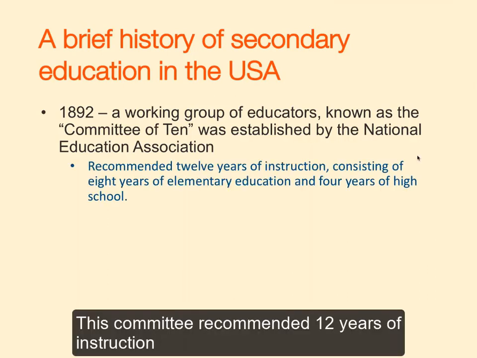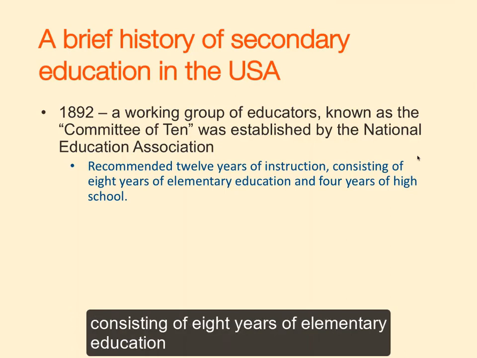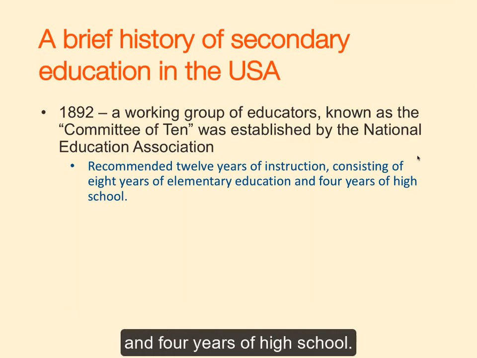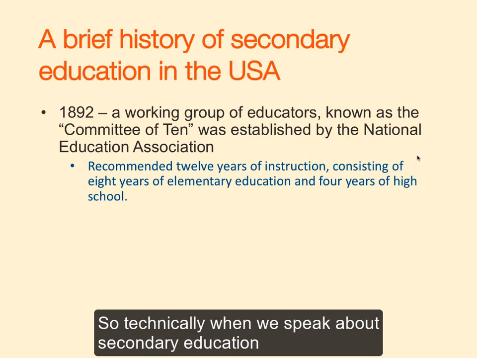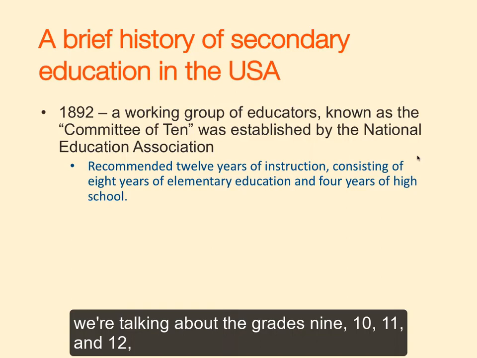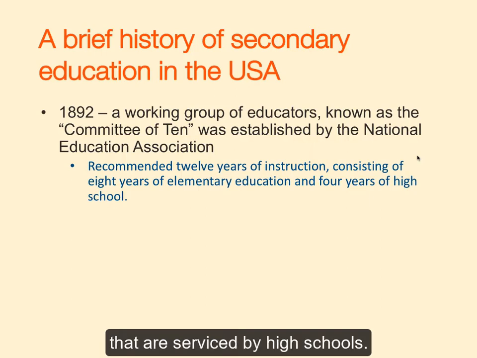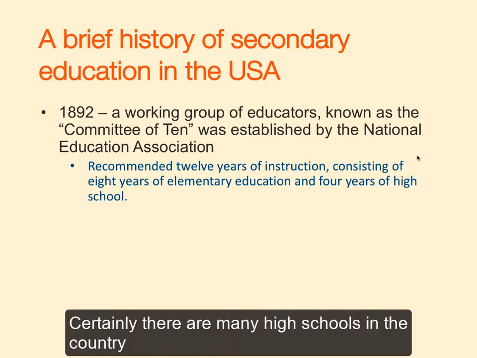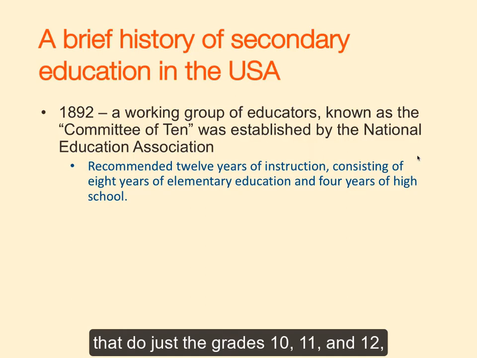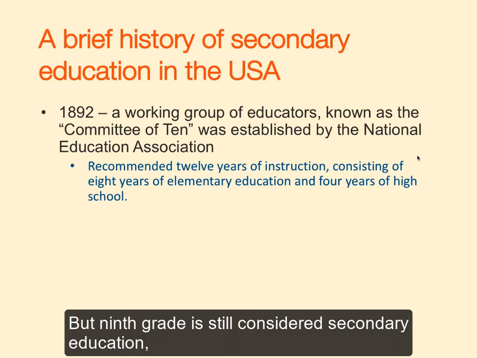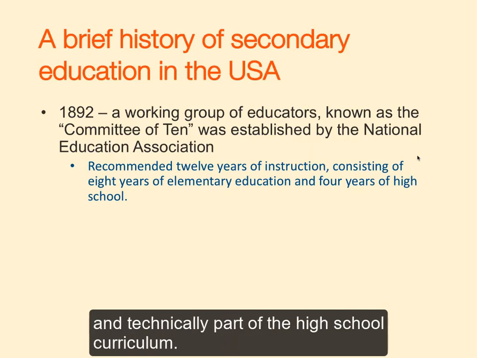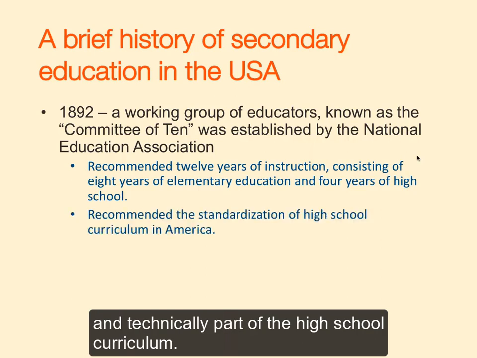This committee recommended 12 years of instruction consisting of 8 years of elementary education and 4 years of high school. Throughout my presentation today, I'll be using interchangeably the term high school and secondary education. So technically, when we speak about secondary education, we're talking about the grades 9, 10, 11, and 12, which are often the exact same grades that are serviced by high schools. Certainly, there are many high schools in the country that do just the grades 10, 11, and 12, and the 9th grade is serviced by perhaps a junior high. Still, 9th grade is still considered secondary education and technically part of the high school curriculum.